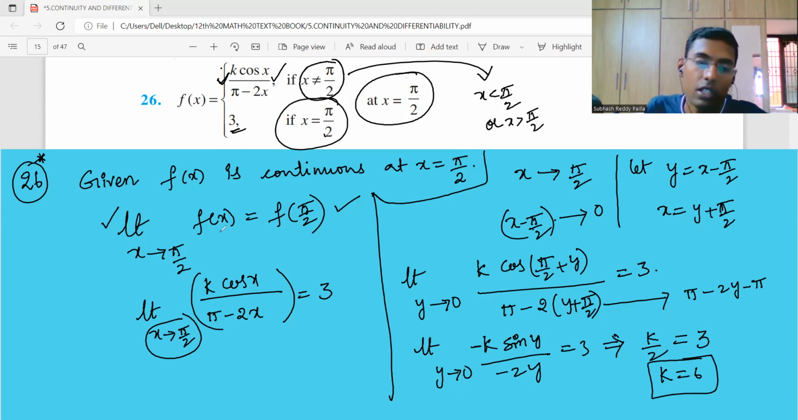So the continuity definition is this: limit as x tends to a of f of x equals f of a. Limit value should be equal to function value, then it becomes continuous. That is the thing you need to apply here. But this is a little tricky question where you need to arrange something. Or directly you can take pi minus 2x equal to y. That's also okay.